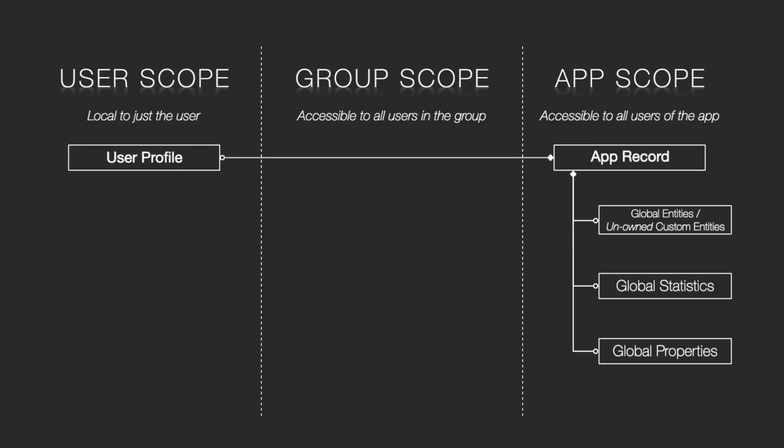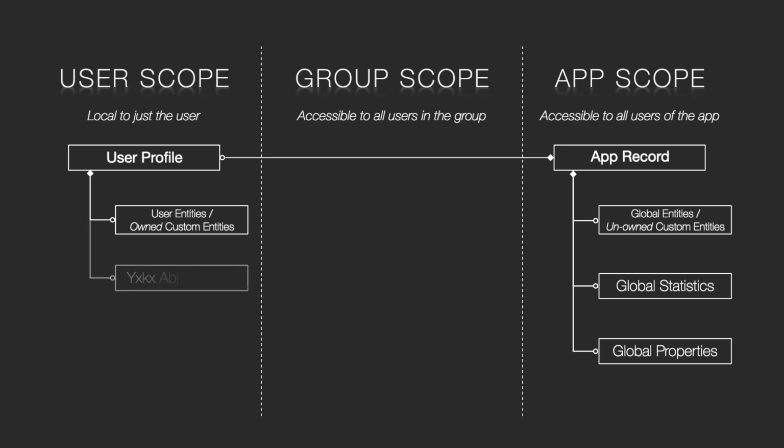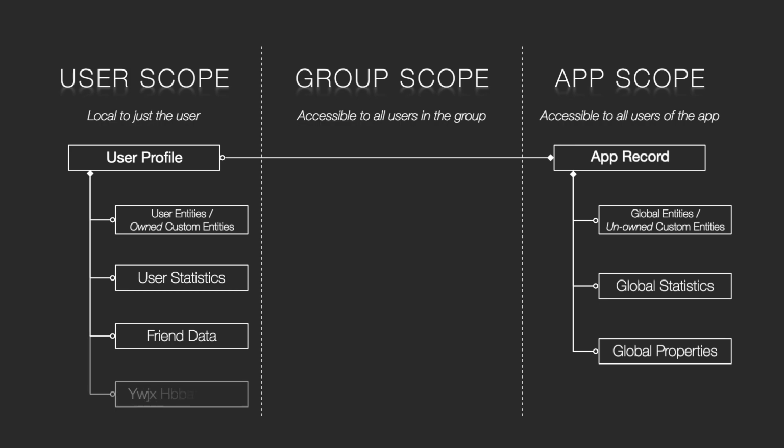Under the User Scope, we have the User Profile. The User Profile contains the profile ID and all the information about the user and their state in the app or game. The User Profile can contain user entities and/or owned custom entities. The User Profile can also contain user statistics, friend data, and user attributes. Users, of course, can be part of a group.